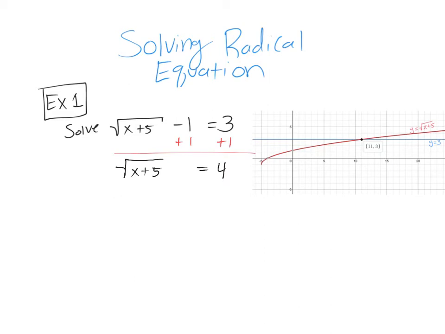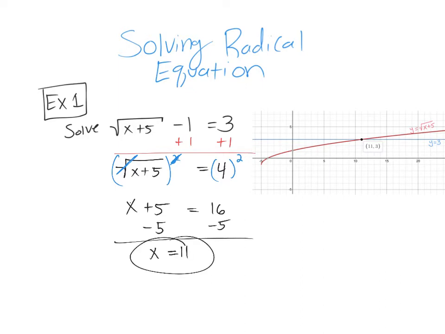Now to undo a square root, we'll square it. So we'll raise both sides to the power of 2, and what we do to one side, we've got to do to the other. The square and the square root cancel out, and we're left with x plus 5. And on the right side, 4 squared is 16. So this is a fairly straightforward solution where x equals 11.